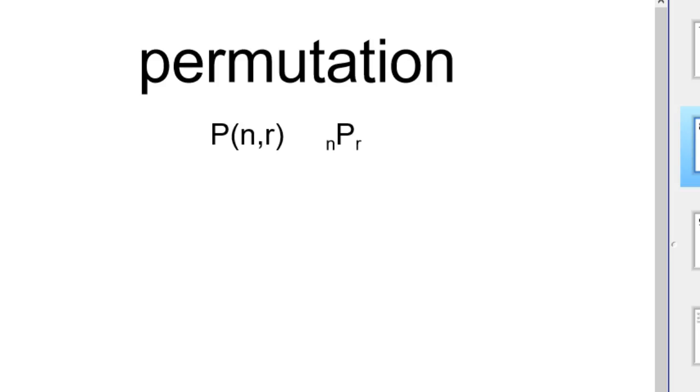What is a permutation? Here are the symbols that we use to represent permutation. Sometimes you'll see it as P(n, r), and sometimes you'll see it as nPr. Those are the two ways to represent it. We're not going to talk about the equation just yet. It'd be better to wrap your mind around a permutation and what type of problems these deal with.